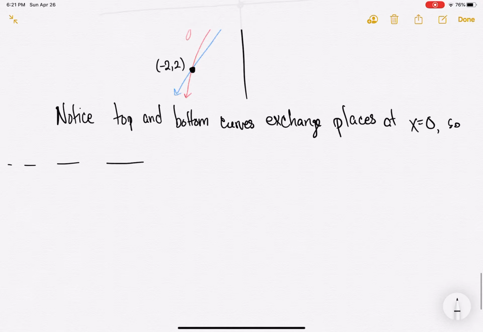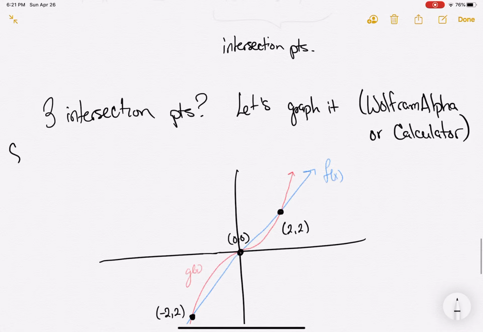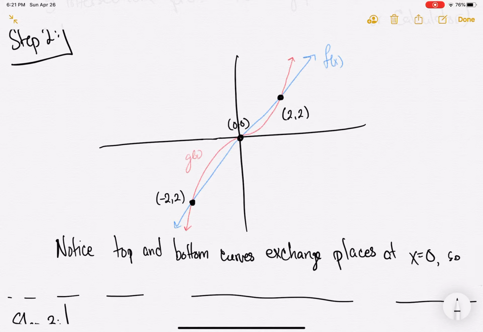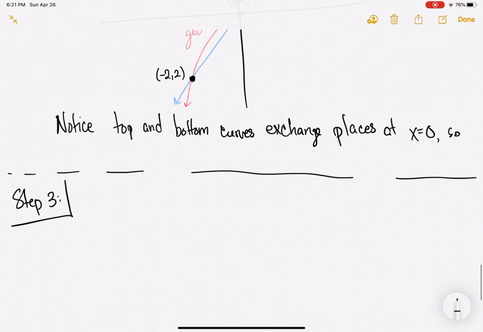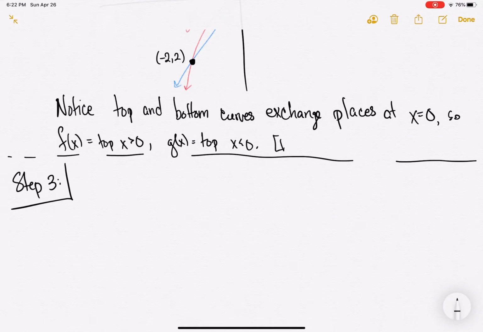So step 3, I kind of skipped step 2. So step 2 is right here. Step 2, you kind of want to graph. So top and bottom curves exchange places at x equals 0. So f of x equals top for x greater than 0. G of x equals top for x less than 0. That's just what we want to remember here. Bottoms are opposite, of course.